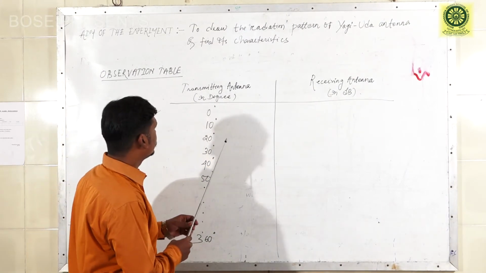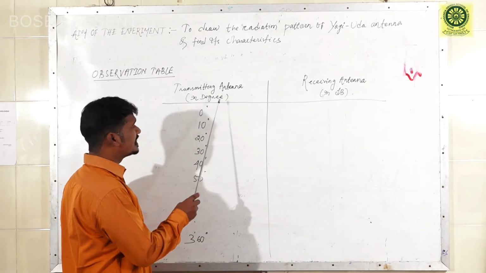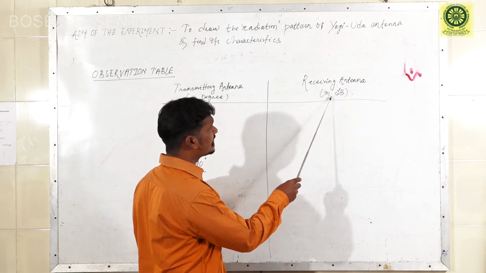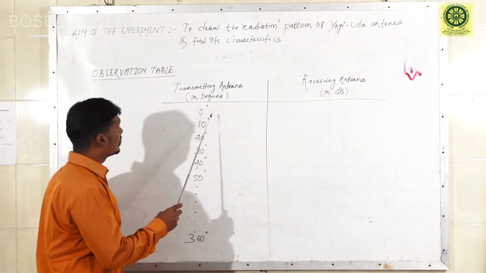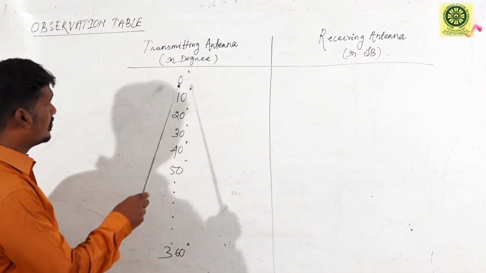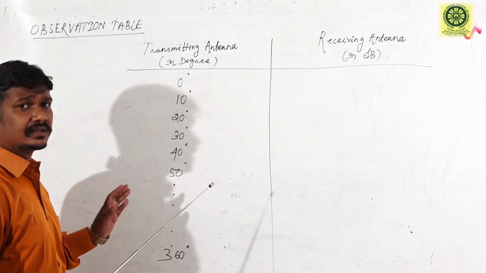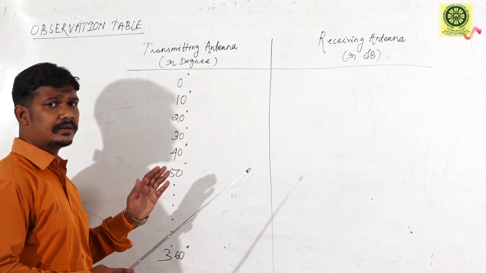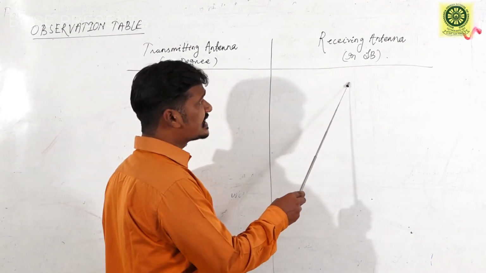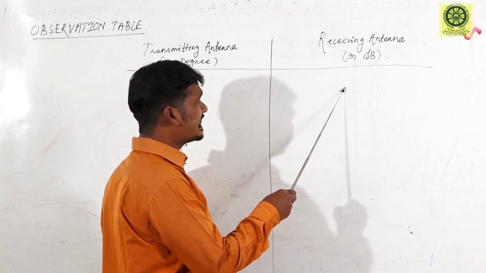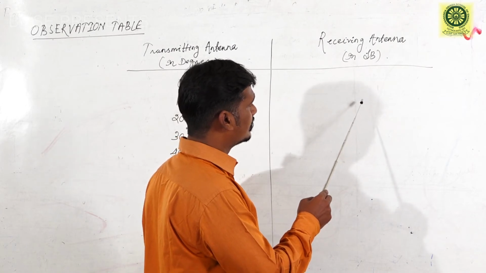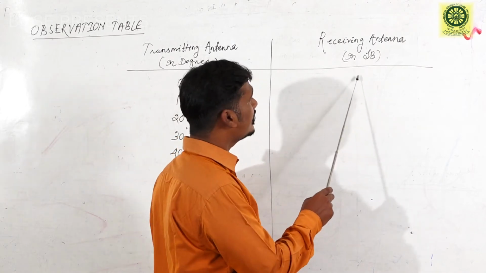The 2 readings we are taking now: first for the transmitting antenna, which is in degrees, and second for the receiving antenna, which is in dB. For the transmitting antenna we take from 0 degree to 360 degree, taking the readings for each 10 degree difference of angle, and on the receiving side we get the variation in the readings in the receiving antenna.